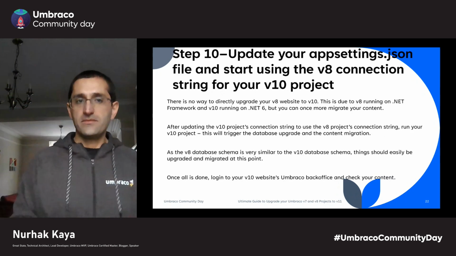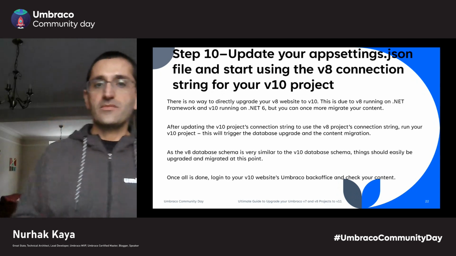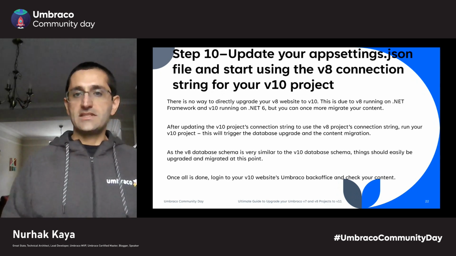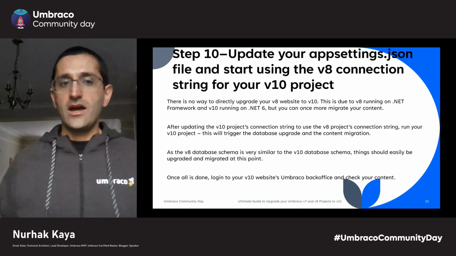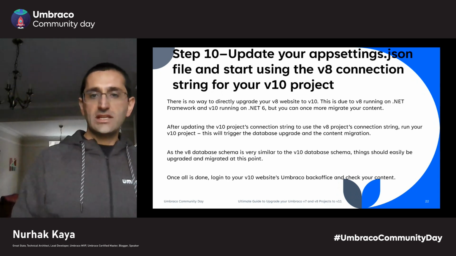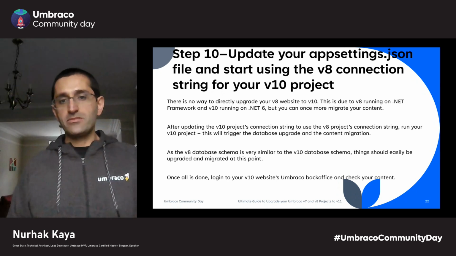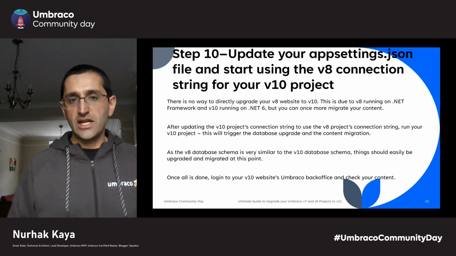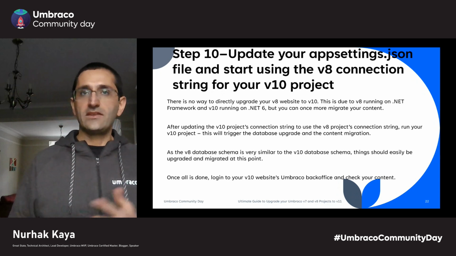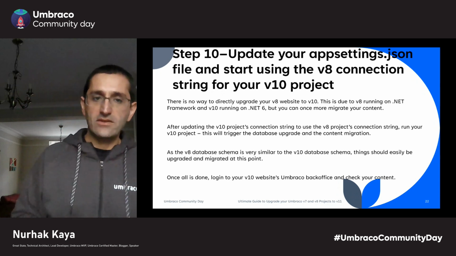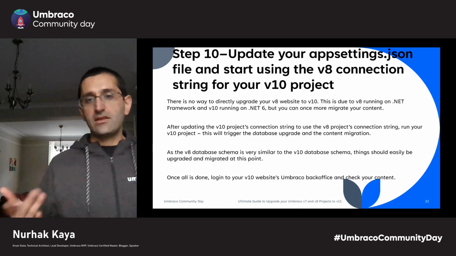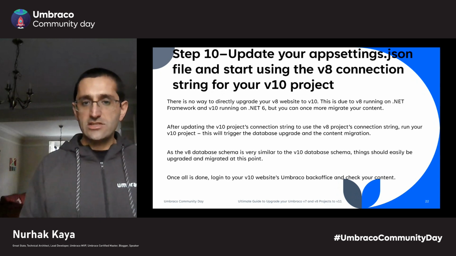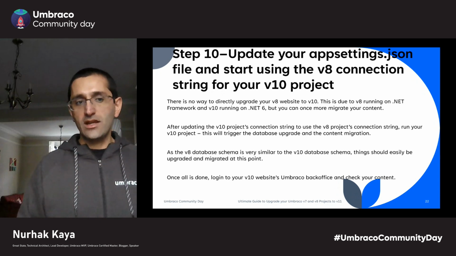And then move on to the next step, which this time, obviously, v10 hasn't got a web config file, but it has an appsettings JSON file. So what you are going to do, you're going to start using the v8 connection string this time for your v10 project. As you know, there is no way to directly upgrade your v8 website to v10. This is due to v8 running on .NET Framework and v10 running on .NET 6. But you can again migrate your content, and in order to do this, just update the v10 project's connection string to use the v8 project's connection string.